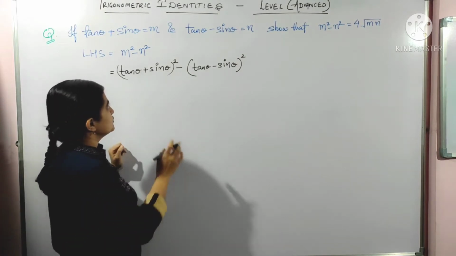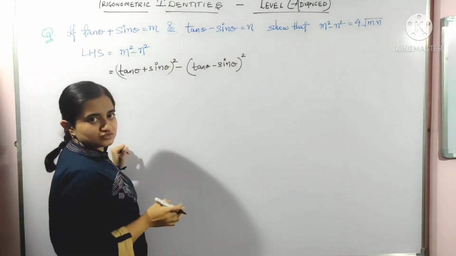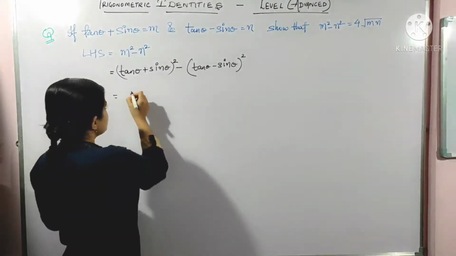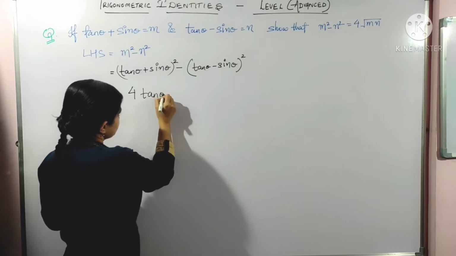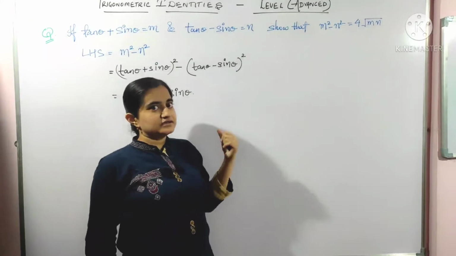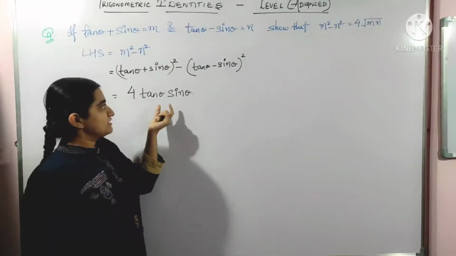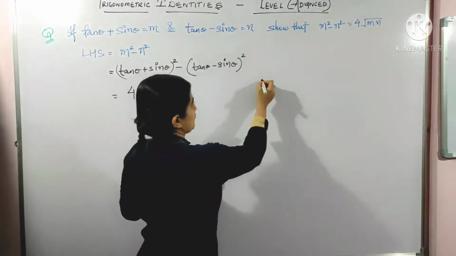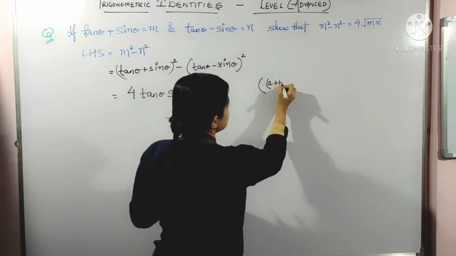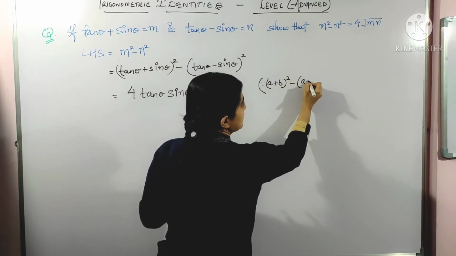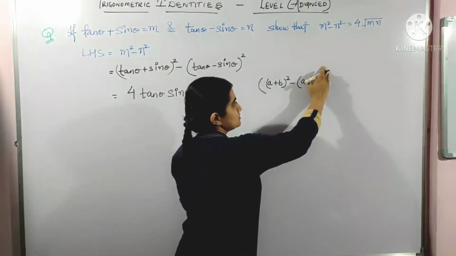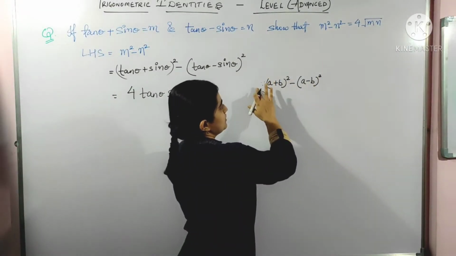Okay, now what we will do, a plus b whole square, a minus b whole square. I will not solve it here. I know that the answer will be sine theta. Now how can I directly write 4 tan and sine? See here, a plus b whole square minus a minus b whole square. So this is what we are going to solve.